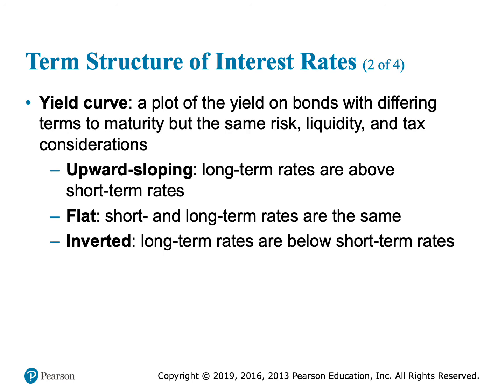Our yield curve, which just plots out the yield over differing maturities, can sometimes and most frequently be upward sloping, in which case the long-term rates are above the short-term rates, hence upward sloping. It can be flat, where short and long-term rates are roughly the same. Or in special cases, it can be inverted. And we'll talk a little bit about inverted yield curves and their role historically as an economic indicator. When you have an inverted yield curve, the long-term rates are below the short-term rates.